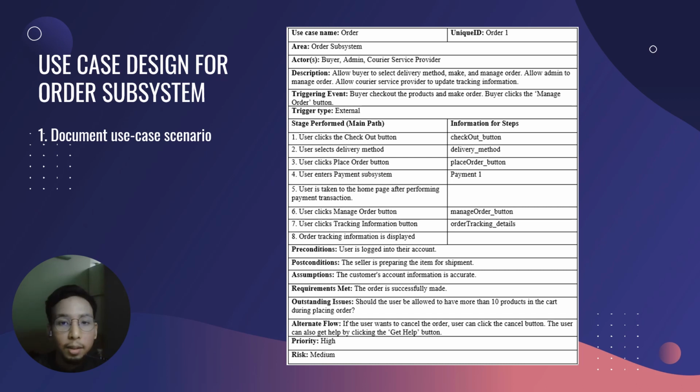The triggering event is when the buyer checks out the products and makes an order. Also when the buyer clicks the manage order button. For the main path, firstly the user clicks the checkout button and then selects the delivery method and then clicks the place order button. Afterwards, they will enter the payment subsystem and be taken to the home page after performing the payment transaction. The user clicks the manage button and then clicks the tracking information button, and finally the tracking information is displayed.